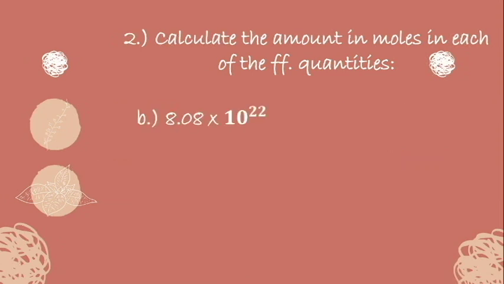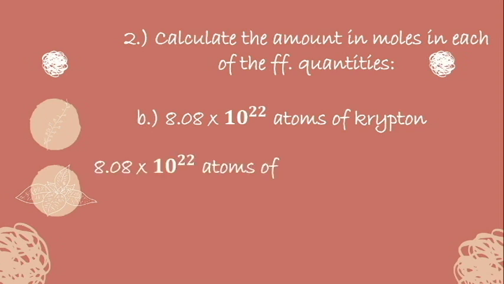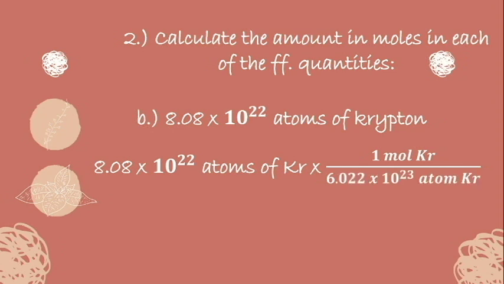Here's another example. You can pause the video for you to answer. So try to calculate 8.08 times 10 raised to the 22 atoms of krypton. Same with the previous example, we divide the given quantity by Avogadro's number, and here we get 0.134 mole of krypton.